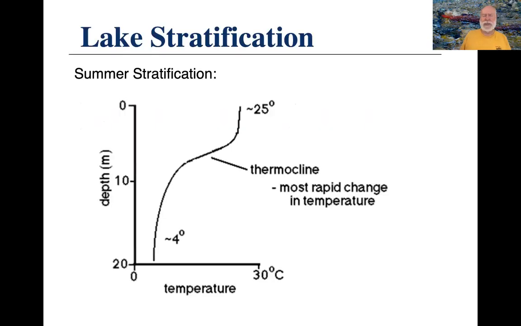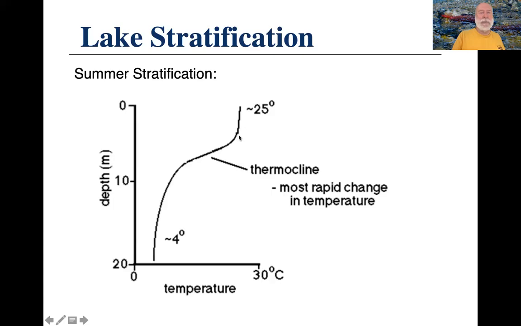Okay, now this is a typical sort of summer temperature profile as we might see it in a southern Canadian lake. In the middle of summer, most of our lakes will warm up to somewhere around 25 degrees Celsius. Might get a little bit warmer than that, or a little bit cooler, but most of our lakes get up around 25 degrees Celsius in the middle of summer.